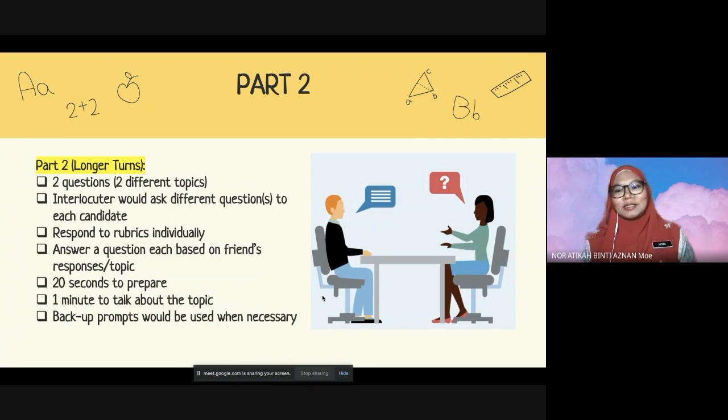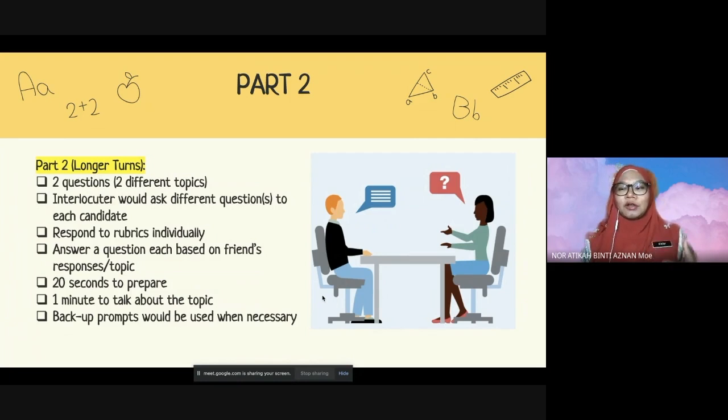And you'll be given 20 seconds to prepare. Prepare means you have to look at the question and you have to think. That's it. Nothing else. Okay. And then after 20 seconds, you will be given 1 minute to talk about the topic.